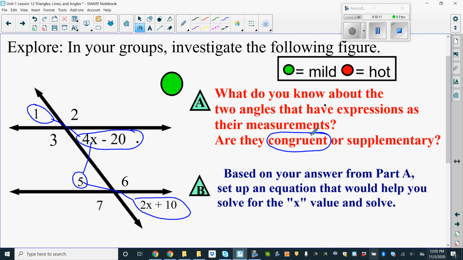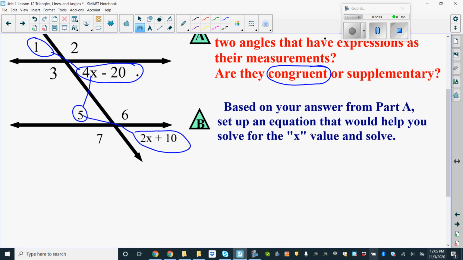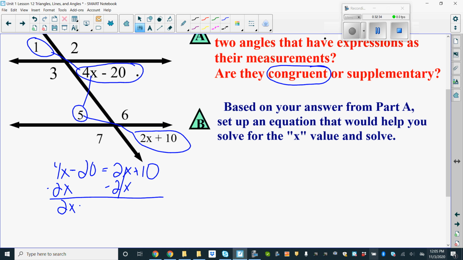Okay, so that means you will set one expression, 4x minus 20 equals 2x plus 10. You just set them equal to each other. So from here, you just solve for x. Minus 2x, minus 2x. You're left with 2x minus 20 equals 10. Plus 20, plus 20. You have 2x equals 30. Divide by 2 on both sides. And x equals 15.